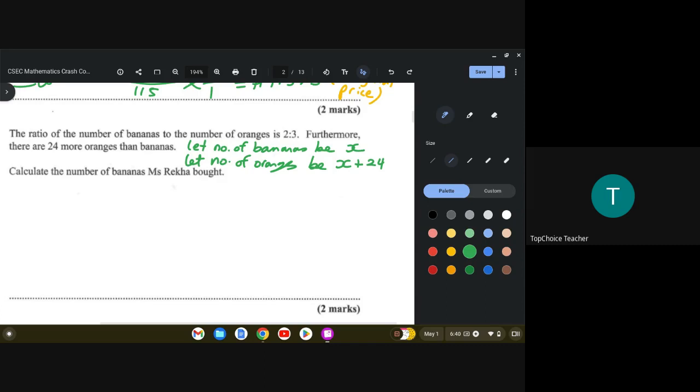Now that we have that done, let me make sure my audio and everything is working here. Just a little bit of difficulty.